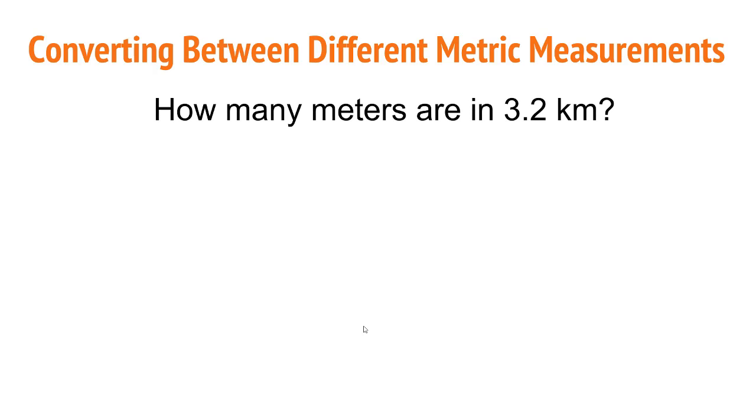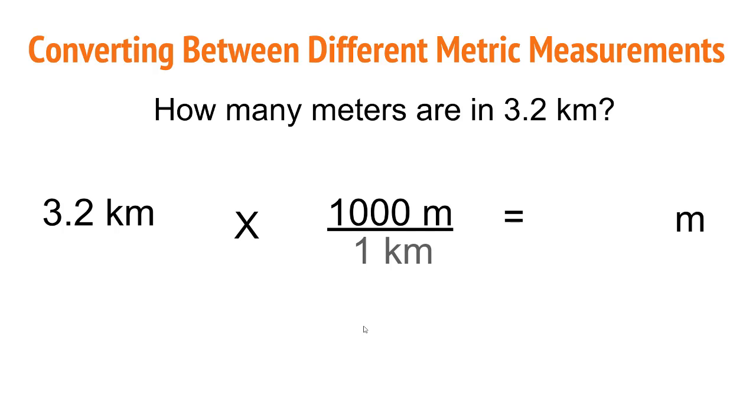So let's start with an example. Here we have: how many meters are in 3.2 kilometers? What I like to do is set up my 3.2 kilometers on one hand, and then I know that I want to get to so many meters. That's what I'm looking for. Then I'm going to multiply by the conversion between kilometers and meters. There are 1,000 meters in 1 kilometer.